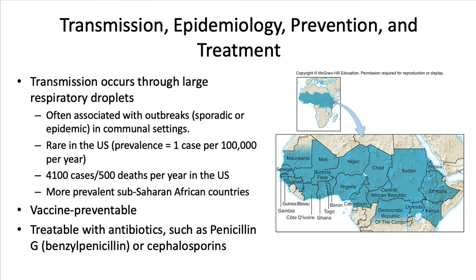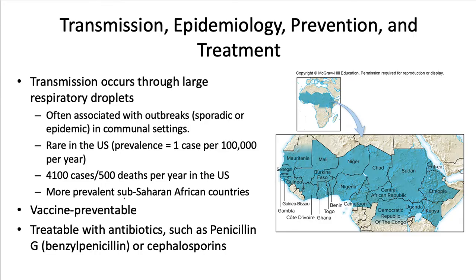Transmission of meningitis occurs through respiratory droplets, which come from coughing and sneezing. In the United States, it's often associated with a communal setting where a lot of people are in a close setting, and then there's a sporadic outbreak or an epidemic in that setting. So college dorms are one of the number one risk factors for bacterial meningitis outbreaks.